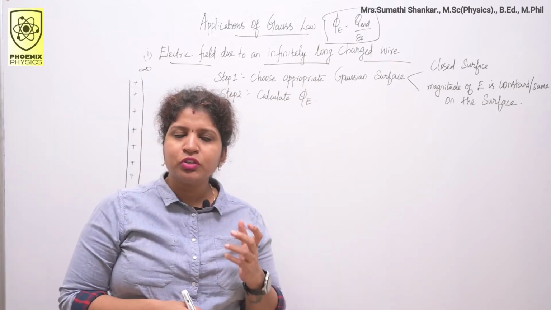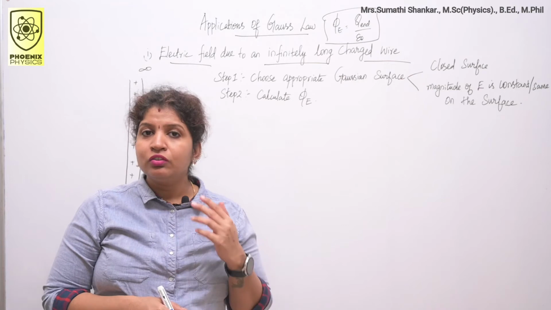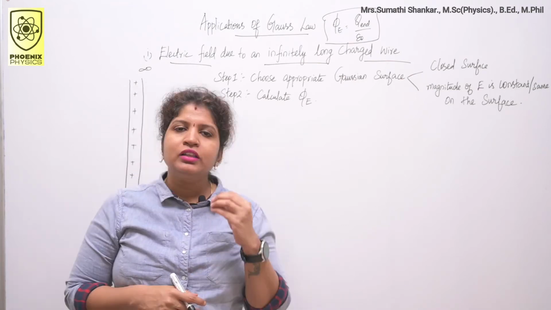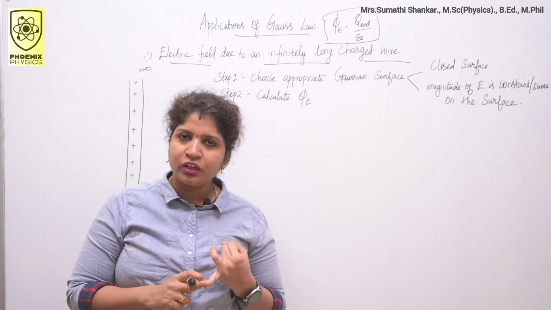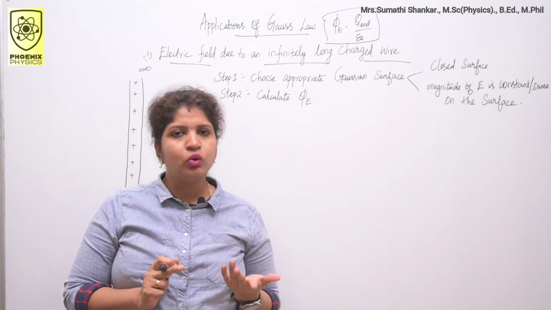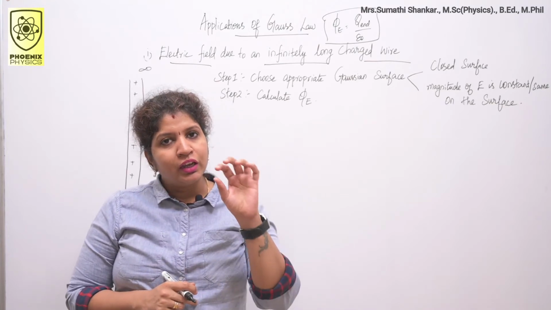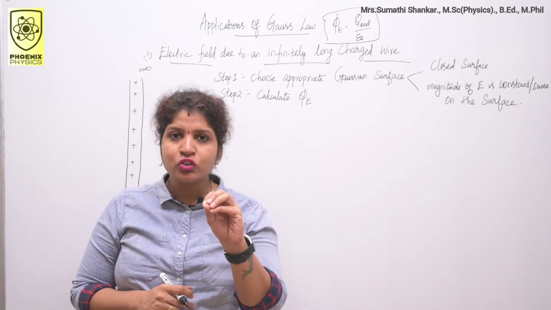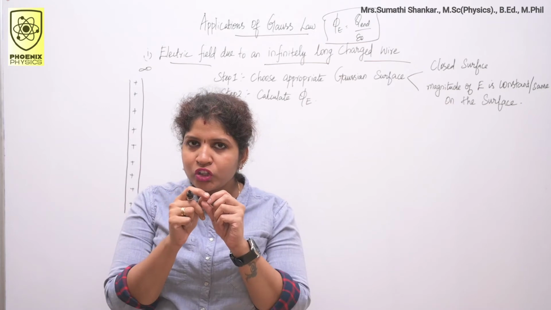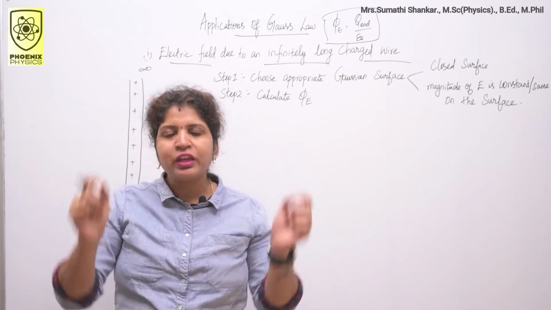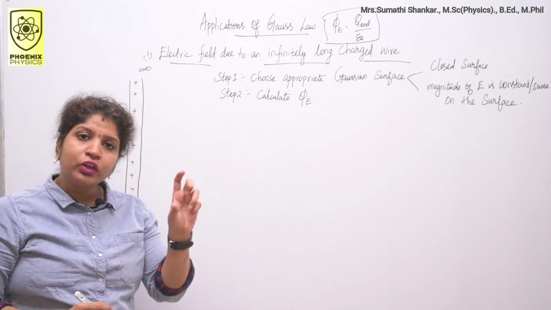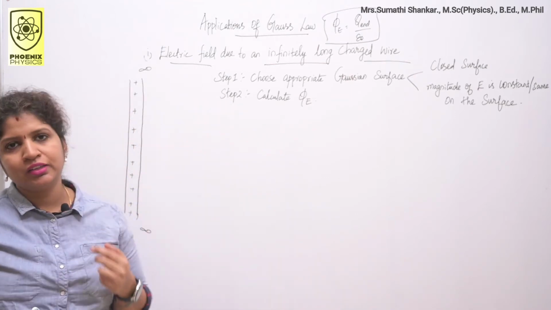There are two steps involved in this application. First one, we have to choose an appropriate Gaussian surface. This surface may be sphere or cylinder or cube or cone, but the surface depends on the charge configuration. For example, single point charge means we can choose spherical surface. If it is linear charge distribution means you can choose cylindrical Gaussian surface.